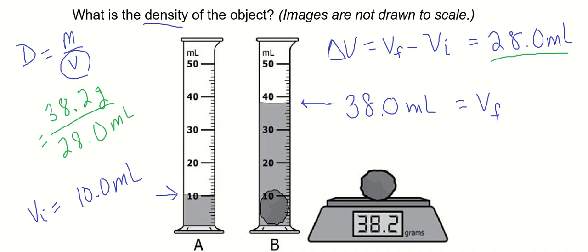Let's punch these numbers in our calculator. 38.2 divided by 28. Answer is 1.36. There's a 4 after it, so that's going to keep our last digit the same. And the unit is grams per milliliter.